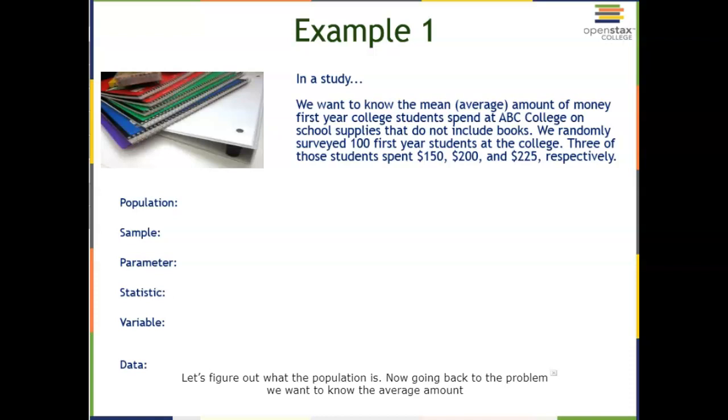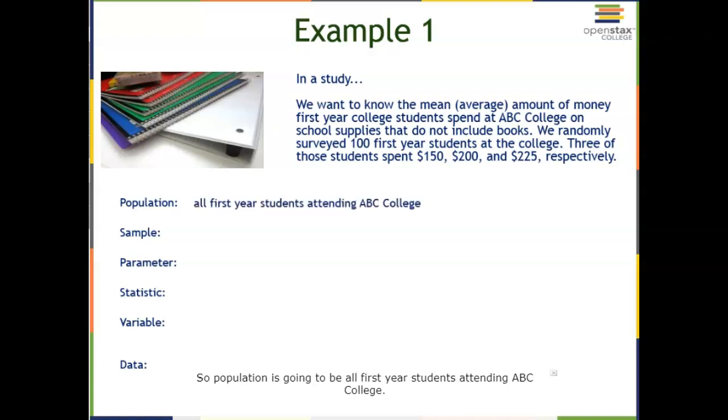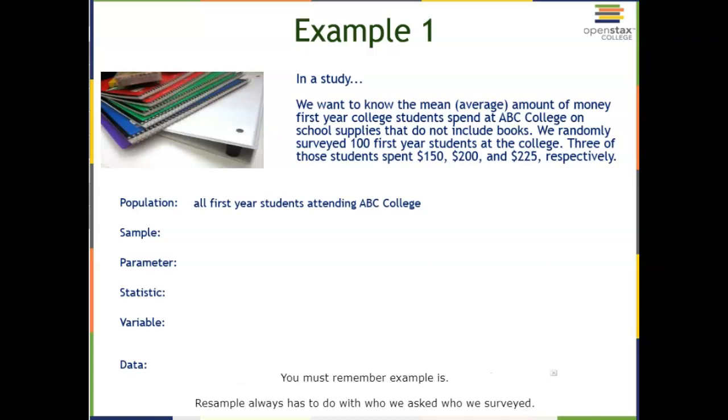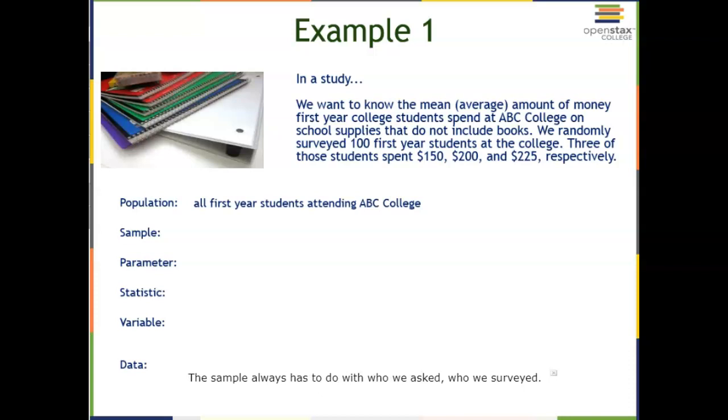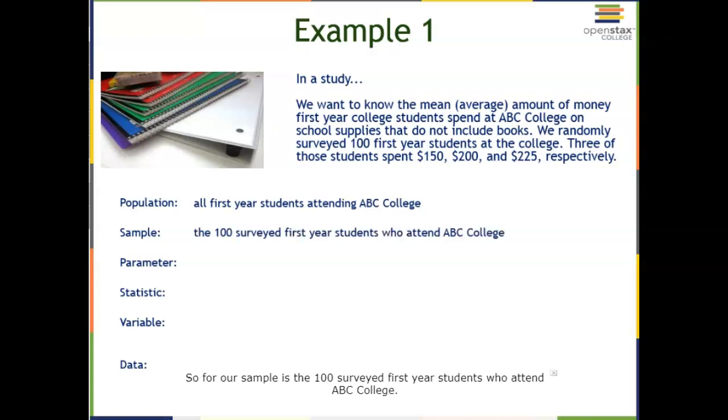Now going back to the problem, we want to know the average amount of money first-year college students spend at ABC College. So our population is going to be all first-year students attending ABC College. Now let's figure out what our sample is. Our sample always has to do with who we asked, who we surveyed. So our sample is the 100 surveyed first-year students who attend ABC College.